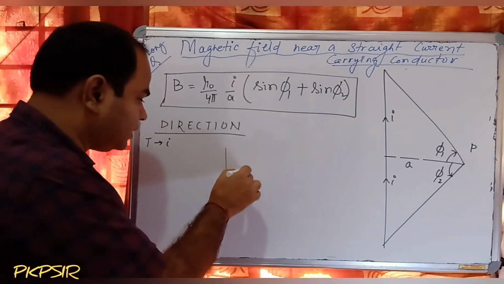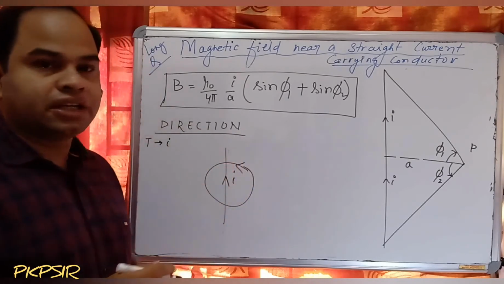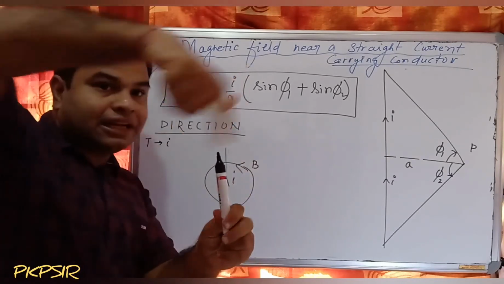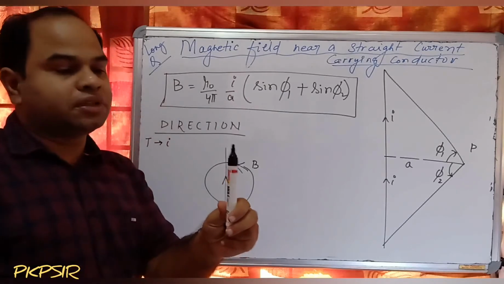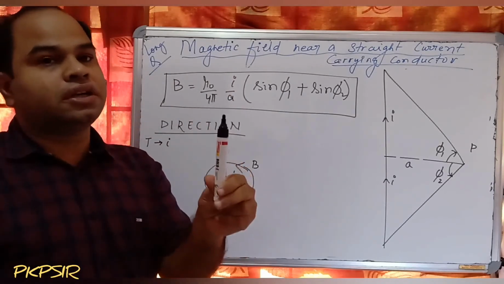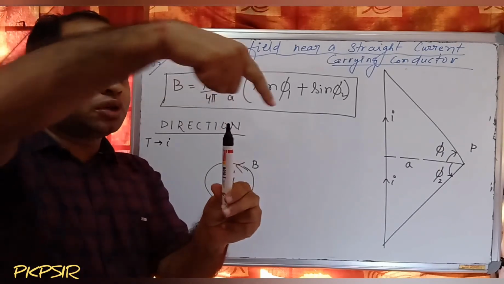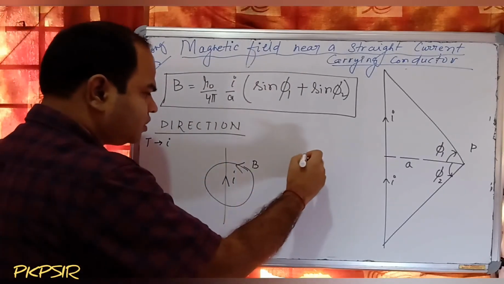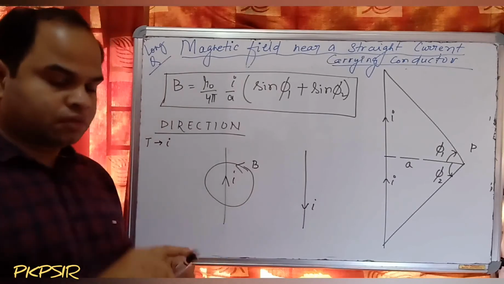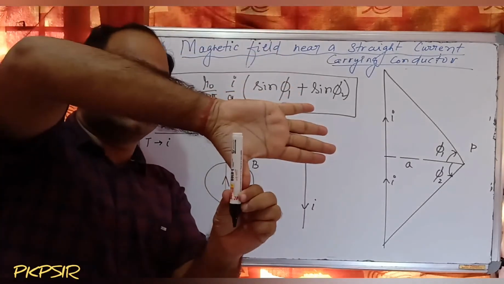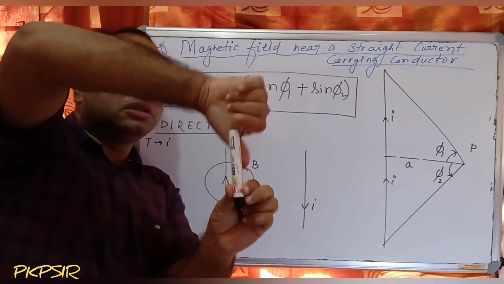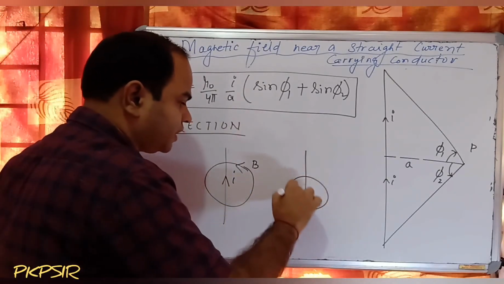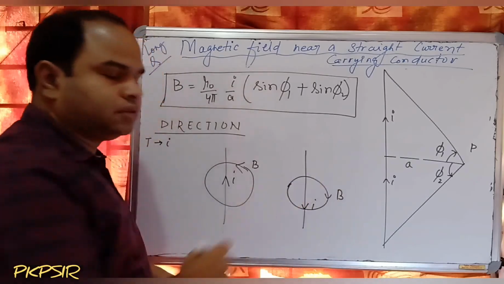So if the current is going upward, the fingers are curling in this direction. So it is anti-clockwise, the direction of the magnetic field is anti-clockwise. So if the current is flowing in the upward direction, it produces a magnetic field that is anti-clockwise in direction. If the current is going downward, then keep the thumb in the downward direction and curl the fingers. That means the direction of the magnetic field is clockwise.